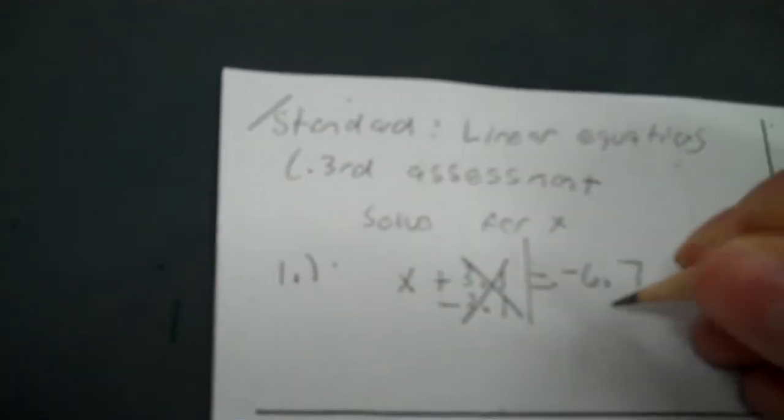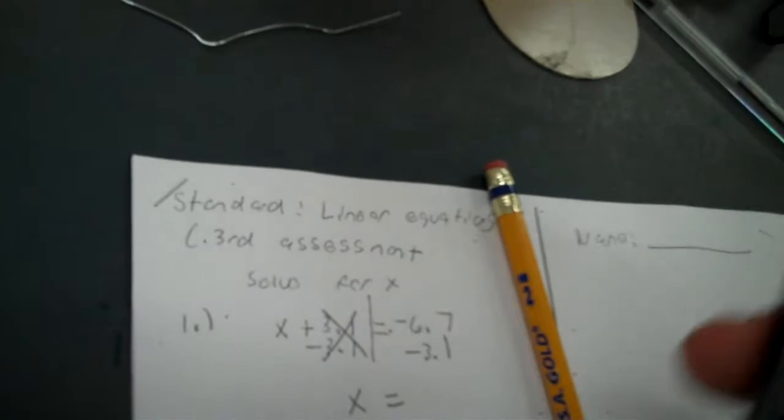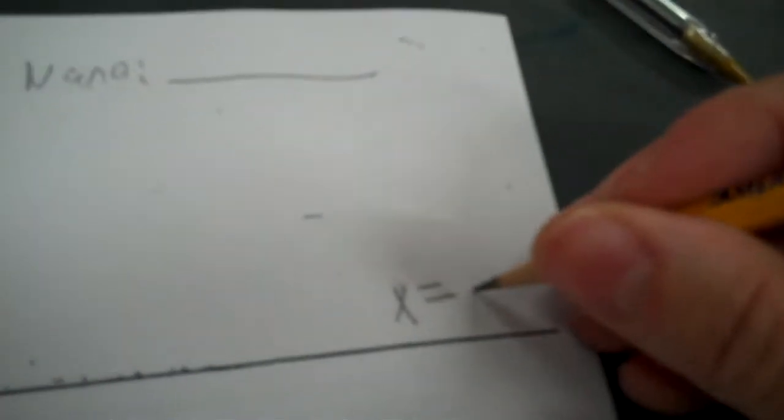You got plus 3.1, so the opposite of plus would be minus 3.1, and then minus 3.1. So I have x all by itself, nothing happening to it anymore. And then I take negative 6.7 minus 3.1. That's going to be negative 9.8. The 6.7 was negative, so.